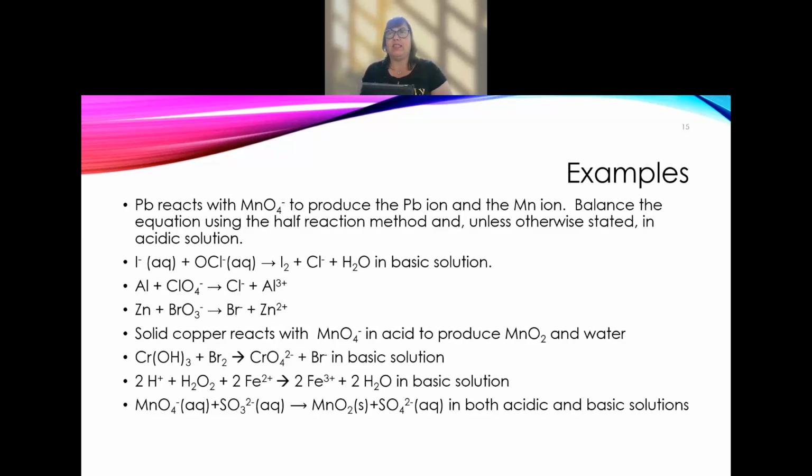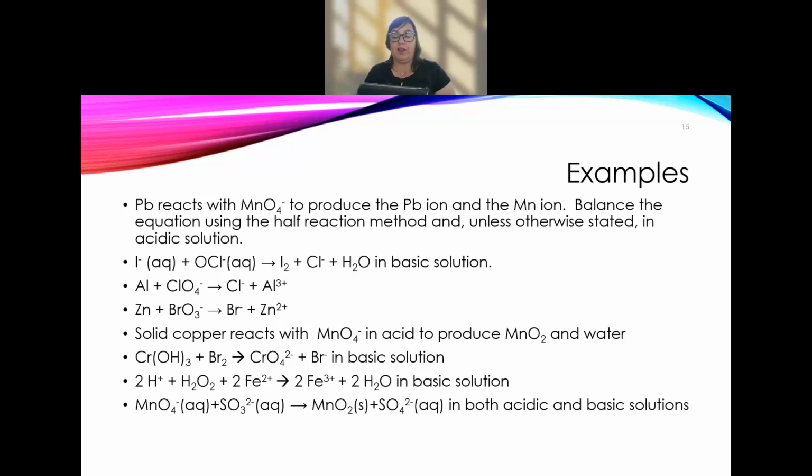Okay. Al plus ClO4 minus goes to Cl minus plus Al3 plus. So we have two half reactions. Al goes to Al3 plus, and ClO4 minus goes to Cl minus. Both of those are balanced for Al and Cl. So we go to our next step, which is to add oxygen using water. The Al equation has no oxygen in it, so we take our ClO4 minus going to Cl minus and add 4H2O to the product side.